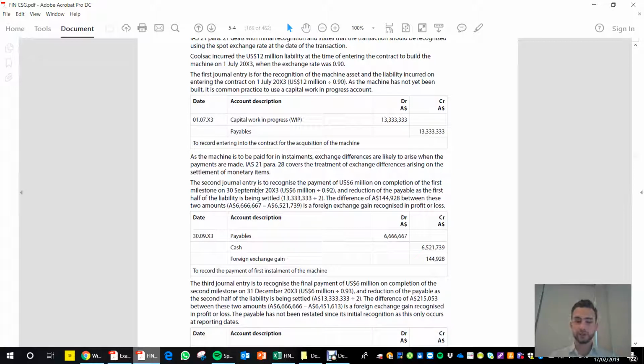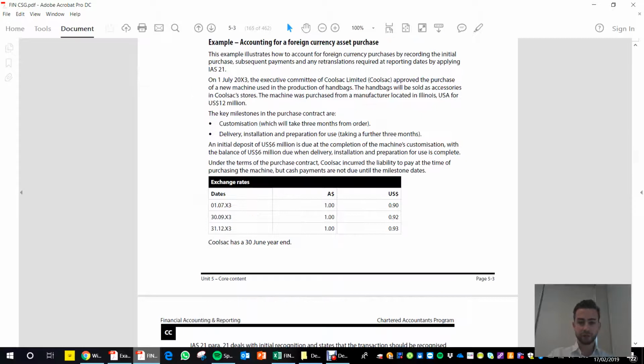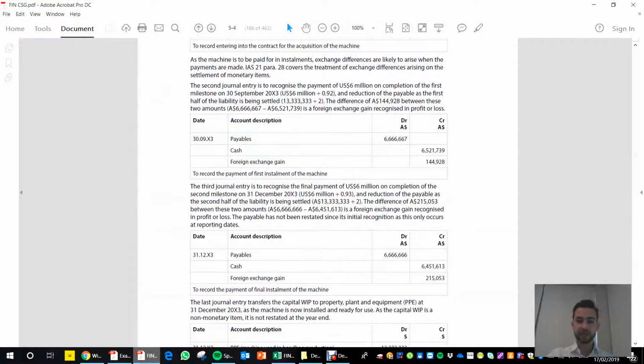Now we actually have to account for the cash being paid. Obviously, your cash is going to go down in your bank account. How much is it going to go down by? It's going to go down by the spot exchange rate on the date of payment because that's how much money you're actually paying on that date. The amount is $6 million US because the US dollar hasn't changed, but the exchange rate does change because the exchange rate on 30 September is 0.92. So we credit cash because your cash is going down, equals 6,521,739, which is 6 million divided by 0.92.